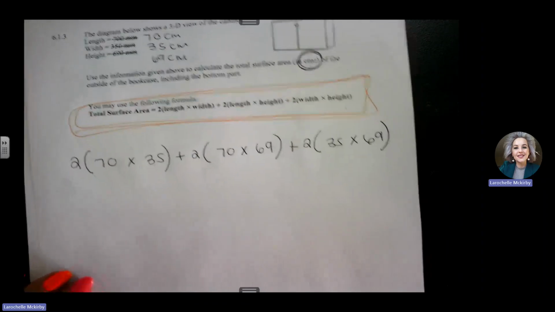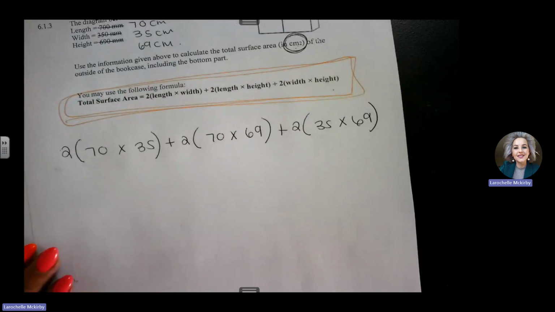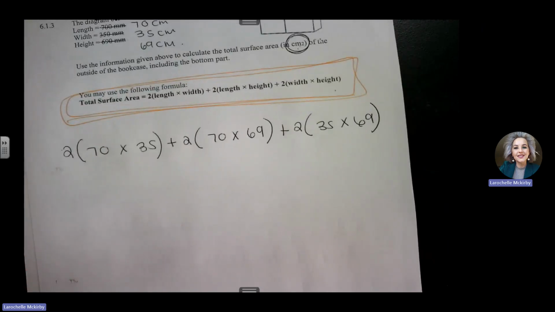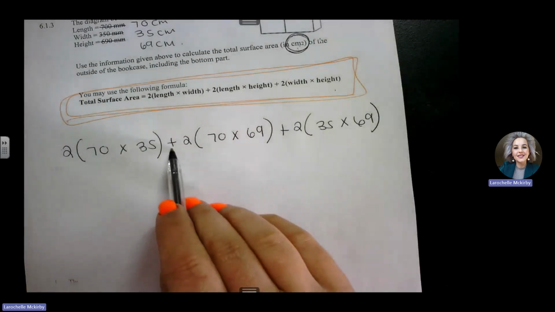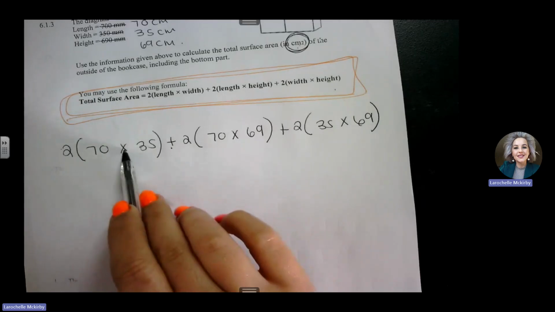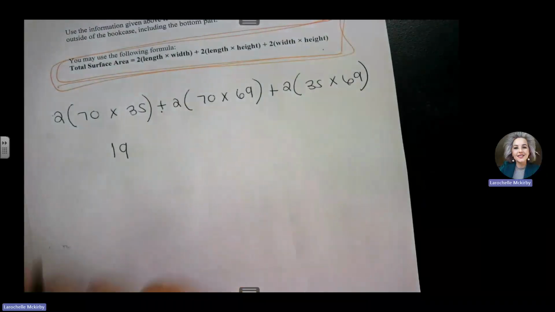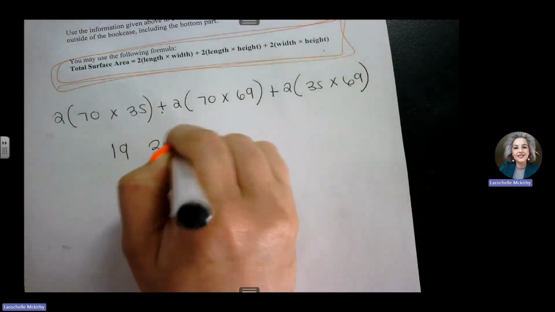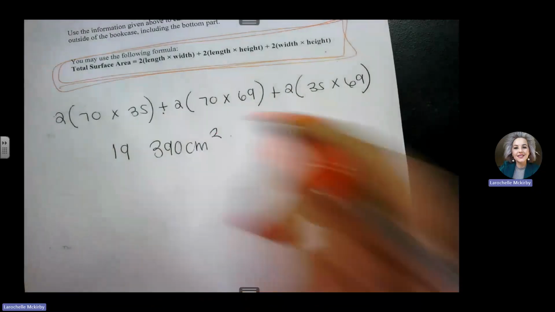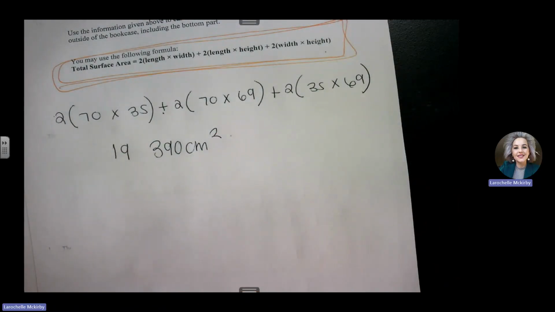When you put this into your calculator, also please make sure that you put it in correctly. Where it is addition, put addition. Where it is multiplication, put multiplication. Your answer, 19,319 squared centimeters. And that is, as it is, the answer for the outer surface area of that bookcase.